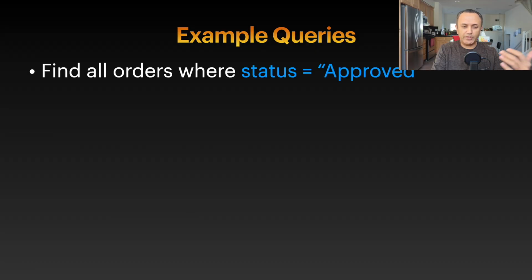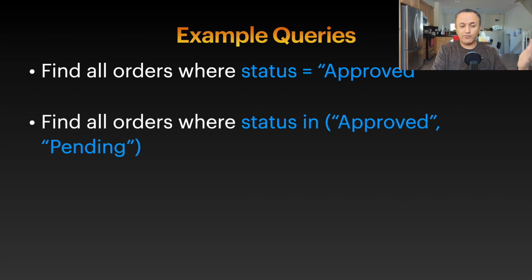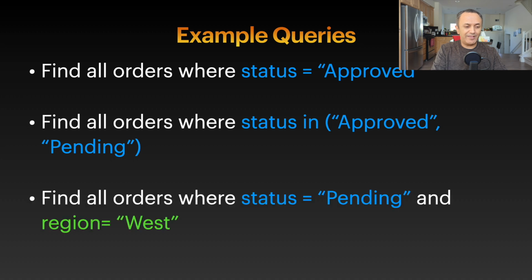So you'll see a query like, find all orders where status equals approved. Or you will find a query that says, all orders where status in approved or pending. So this is basically like an OR of two different status values. You might find a query that says, find all orders where status equals pending and region equals west. It is not likely that you're going to find a query that says, find all orders where region is less than west. It doesn't mean anything. Usually you're looking for a specific value or a list of values.